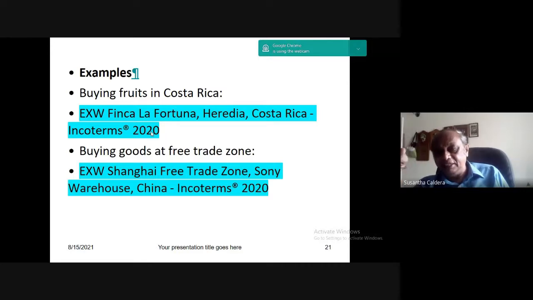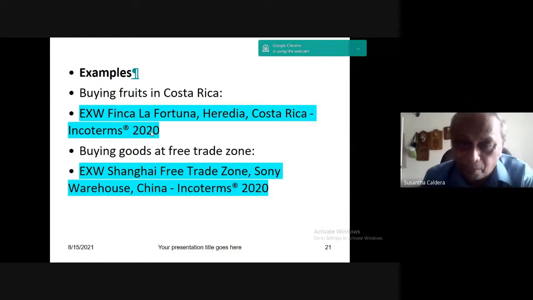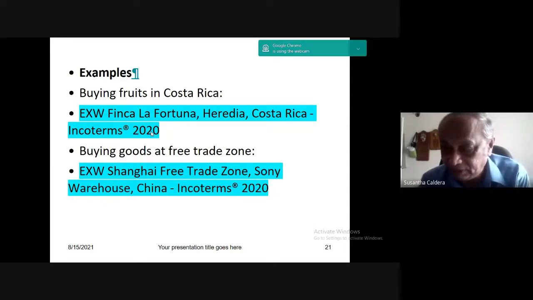China. China is a country. Sony warehouse. So this is Sony products. Right? This is how we have to say. And why are we saying ex work, Shanghai free trade zone? We are importing from China to Colombo. Why do you say ex work, Shanghai free trade zone? A few minutes back I taught you.